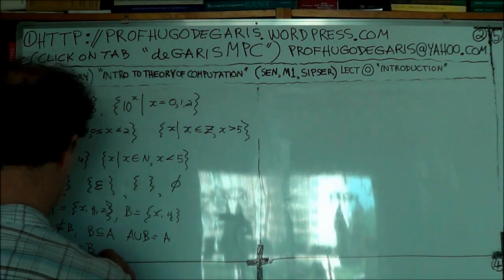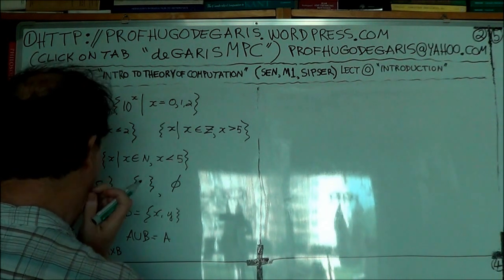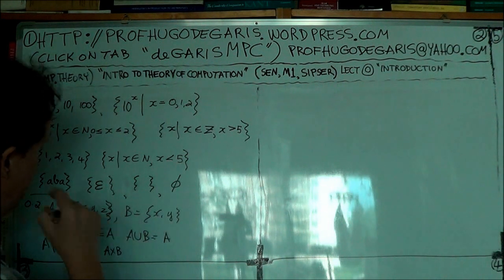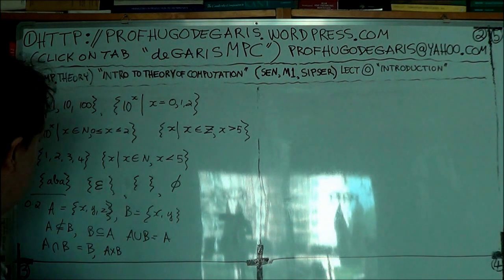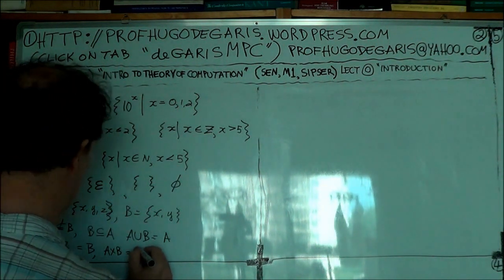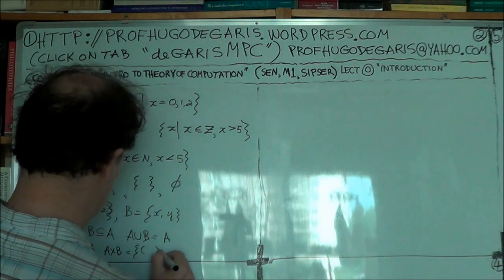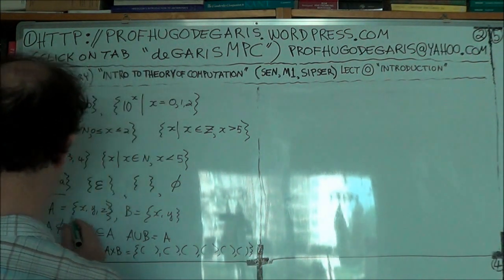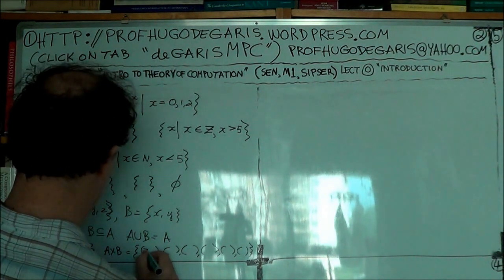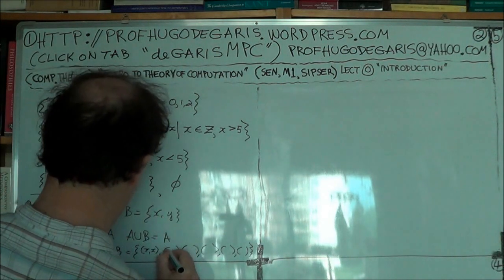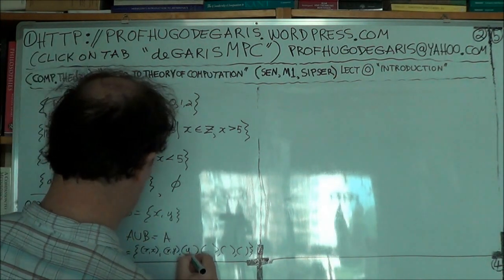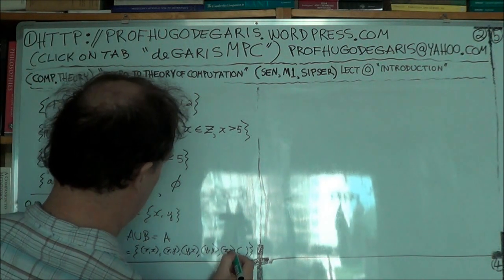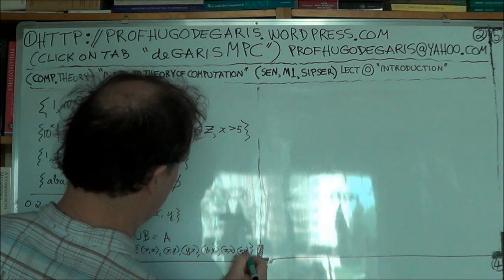What is A cross B? Well, how big is that set going to be? I've got three elements here, two elements here. Now, it's all ordered pairs. So there'll be six of them. So that's going to be a bit tedious. 1, 2, 3, 4, 5, 6. Okay, so just do it systematically. So it'd be X, X; X, Y; and then Y, X; Y, Y; and then Z, X; and Z, Y.